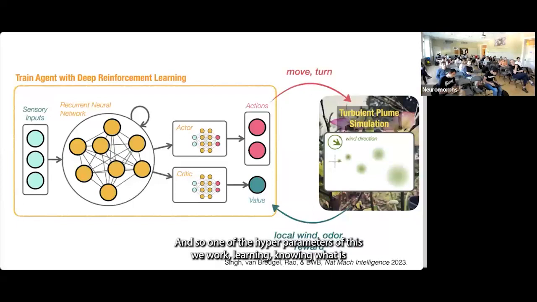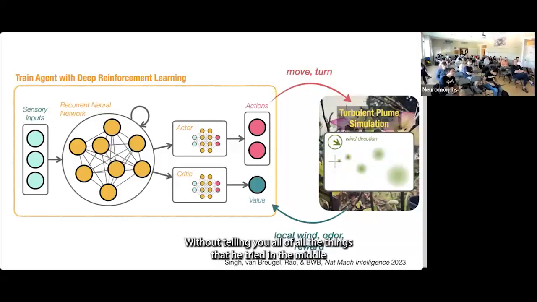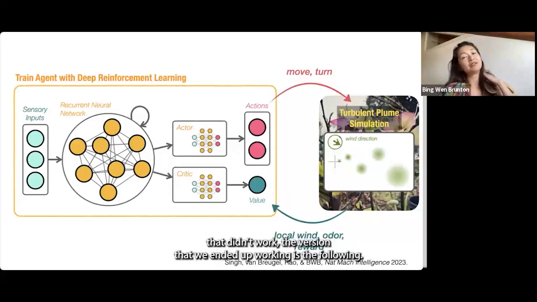And so what are the hyperparameters of this reward learning? In other words, what is the reward here? Is it only 0 until you reach the goal, or is it increased? Right. So there's a bit of a detail here. He was smashing his head against the wall for a year trying to get this part to work, so I'm glossing over a lot of pain. I'm going to tell you the version that ended up working, without telling you all the things that he tried in the middle that didn't work.